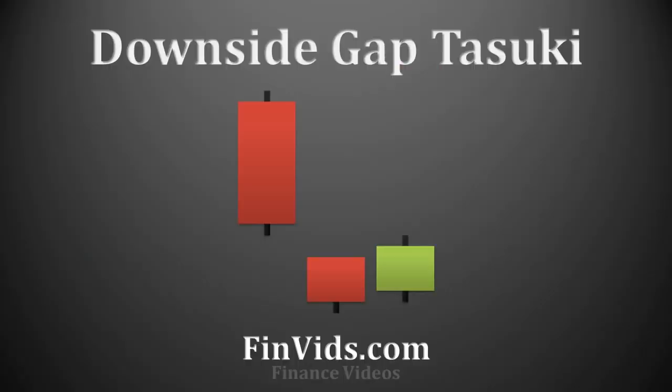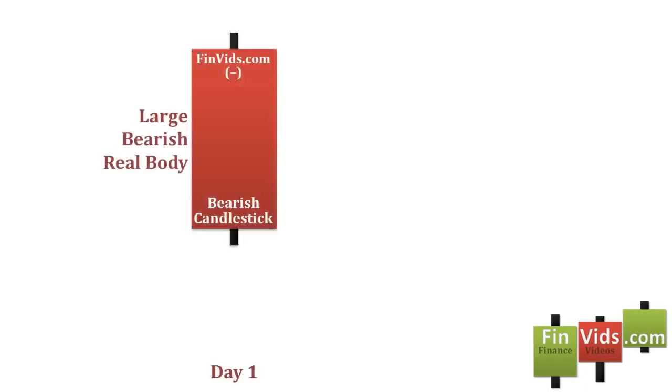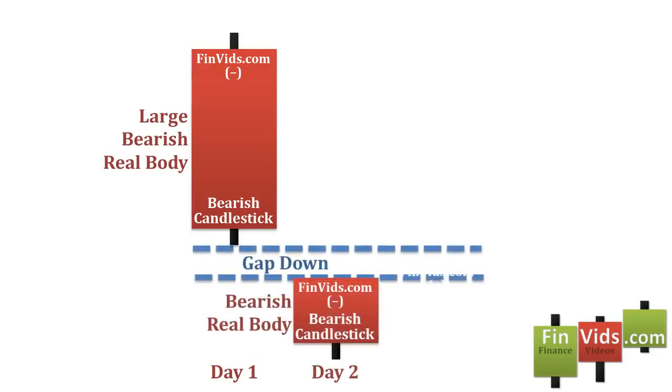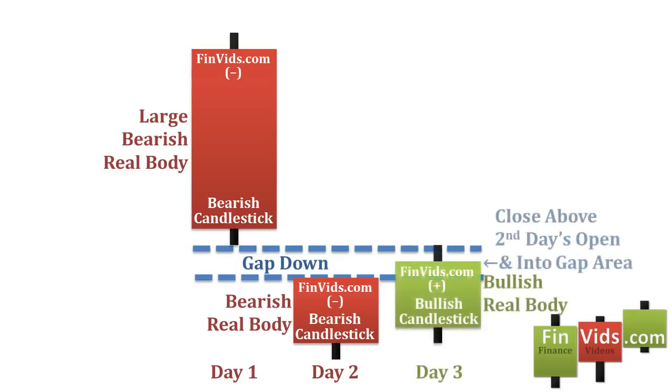The Downside Gap Tasuki. The first day is a large bearish real body candlestick, followed by a gap down. The next candlestick should be a small bearish real body candle. The third day is a small bullish real bodied candlestick that closes in the area of the gap.